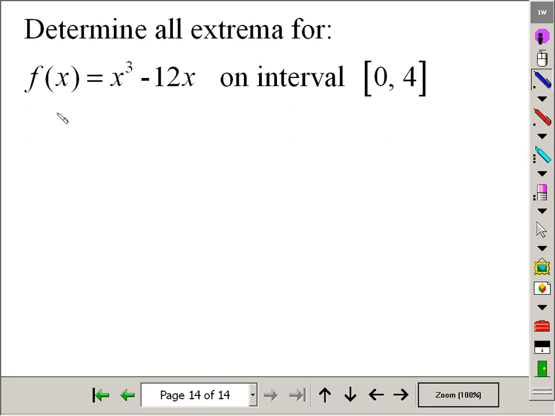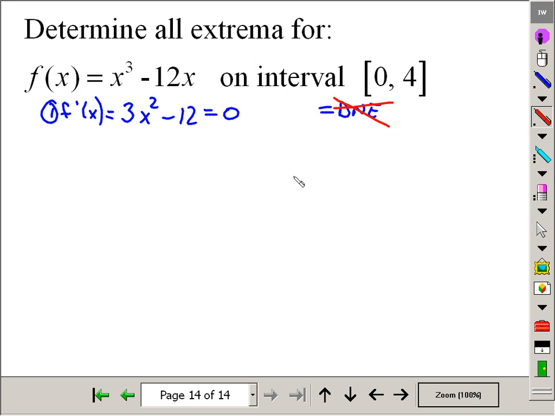For instance, on this problem here, again, the first step, figure out f prime of x, which in this case is 3x squared minus 12. And what we have to do is figure out where it equals 0 and where it does not exist. Well, the does-not-exist part is easy because this is a polynomial, so its domain is all real numbers, from negative infinity to infinity, so we don't have to worry about the DNE portion. But we do have to worry about this.